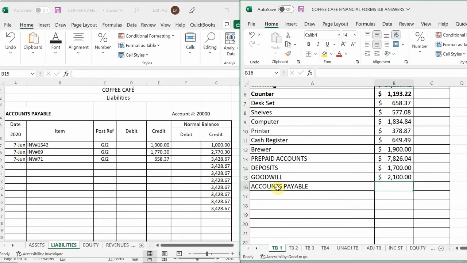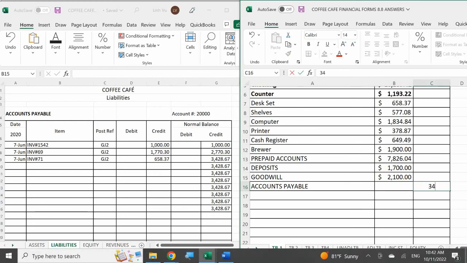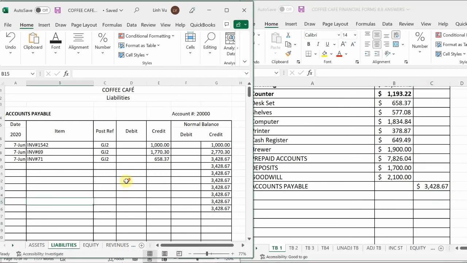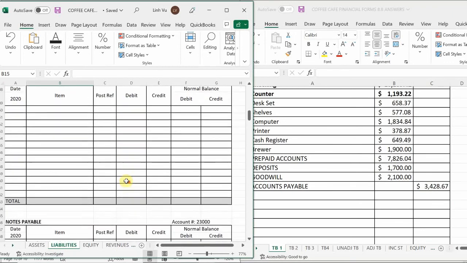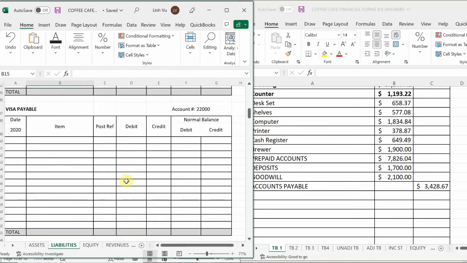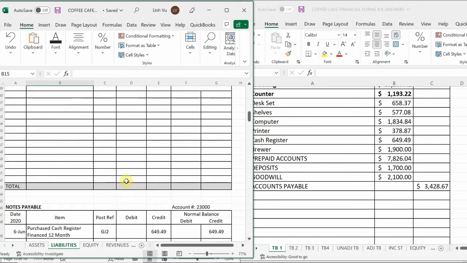Credit. You have a credit balance now. So in this case, for $3,428.67, I have a credit balance. Okay? All right? Okay. Next is Visa payable. So yes, we will be approved for a credit card, but we haven't received it yet. I don't remember if we even applied for it. I think we did apply for a business credit card, but we haven't received it yet. Okay.